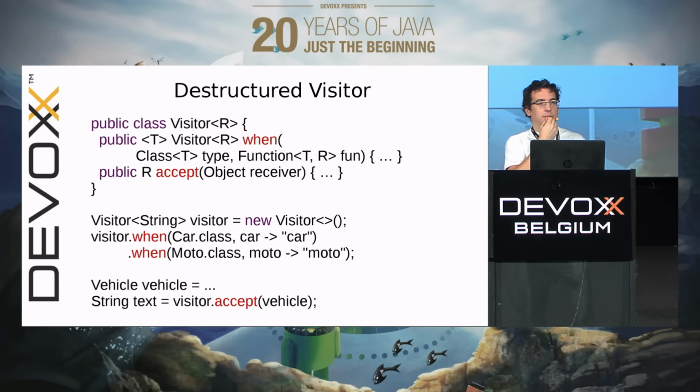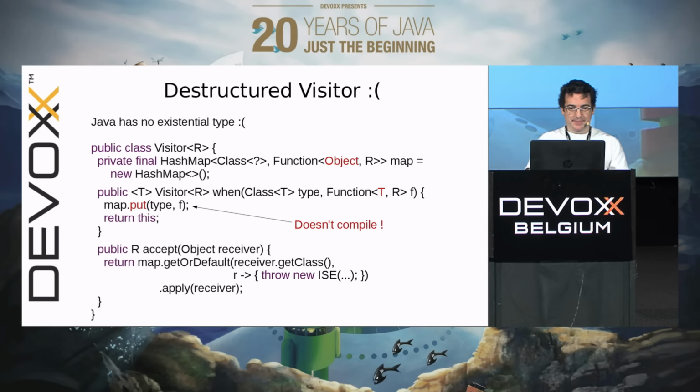Okay, how to implement it? Basically, I associate to a class a function. How do we do association in Java? HashMap. I want a HashMap between a class and a function. I have just a little problem. The HashMap here, if you take a look at when, I have the T, which is, for each call to when, I will create a new T. But when I type the HashMap, I can't use T. Technically, I have no way to parameterize a field in Java.